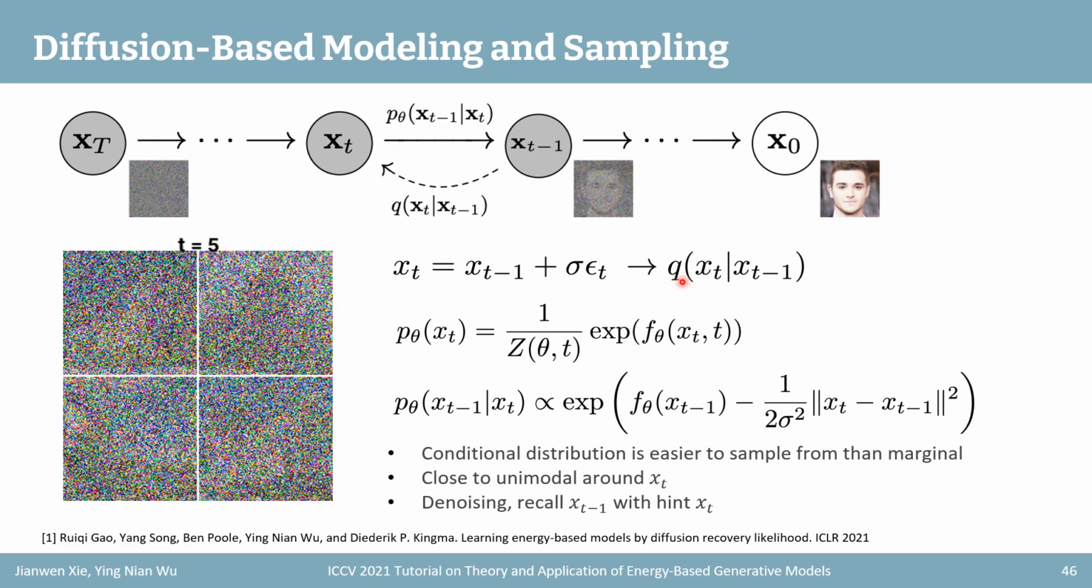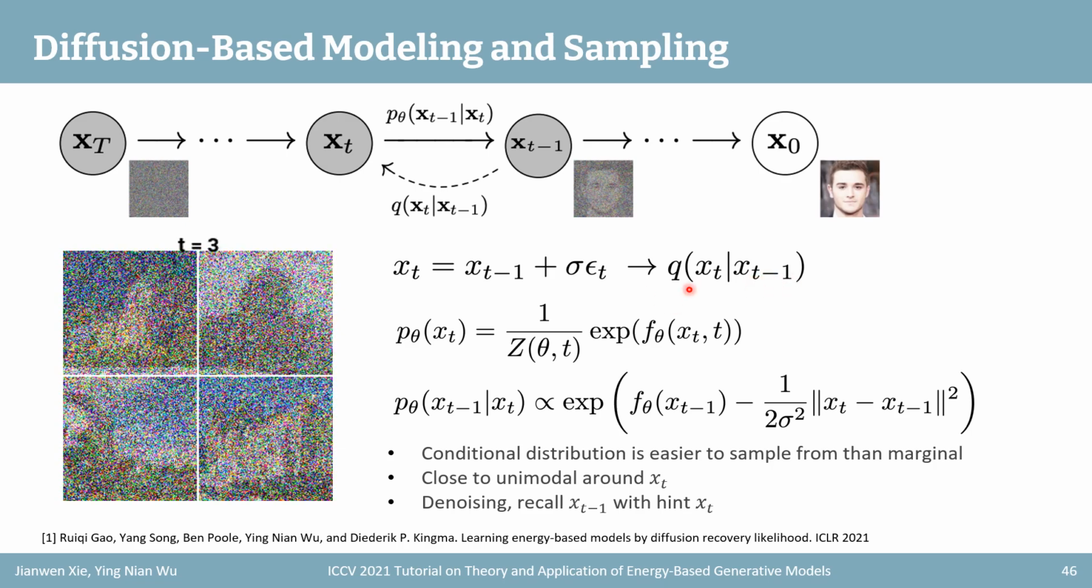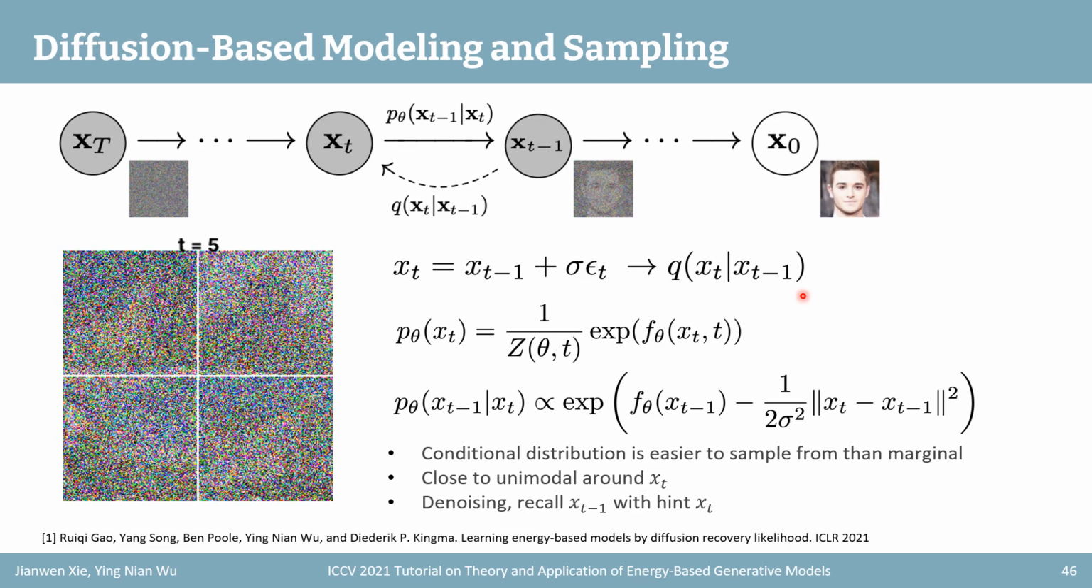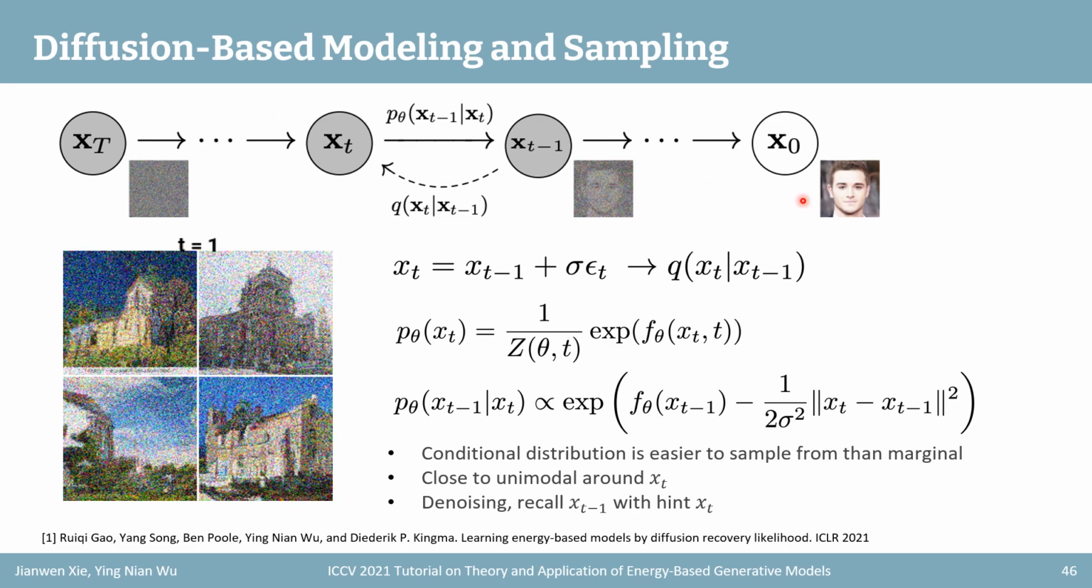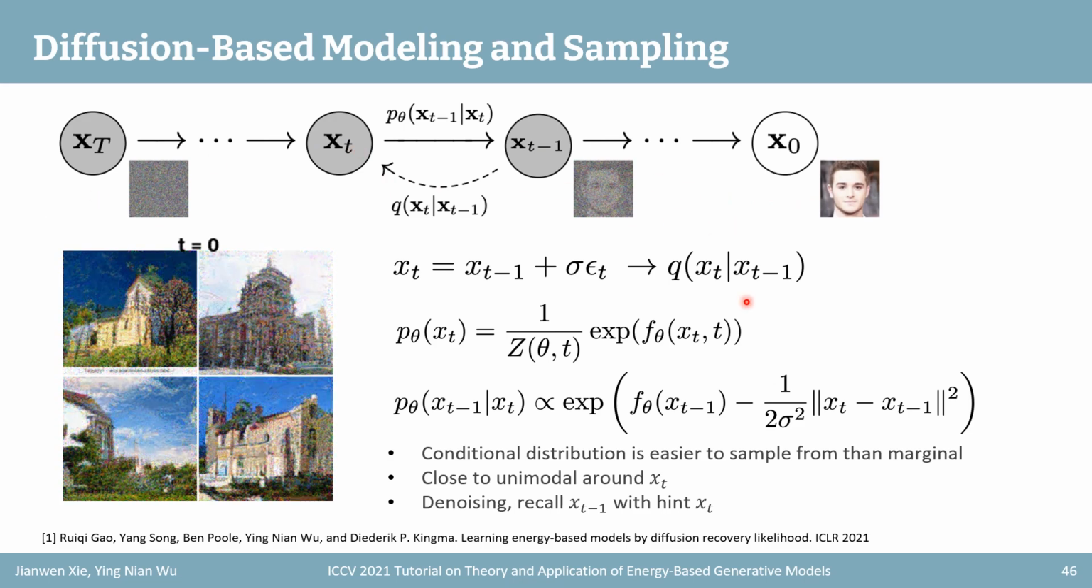So this is q of x_t given x_{t-1}. This is a very simple diffusion process. And what we want is to learn the energy-based model for the images at all those noise levels corresponding to all those time steps.